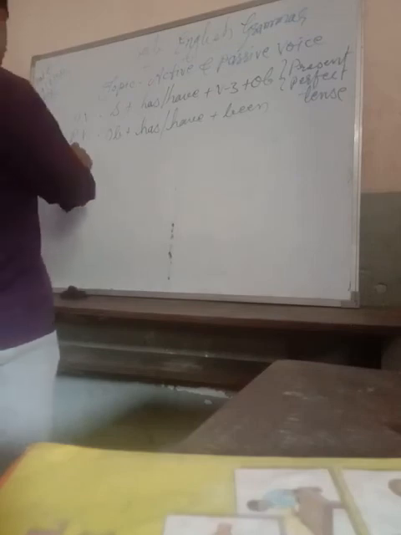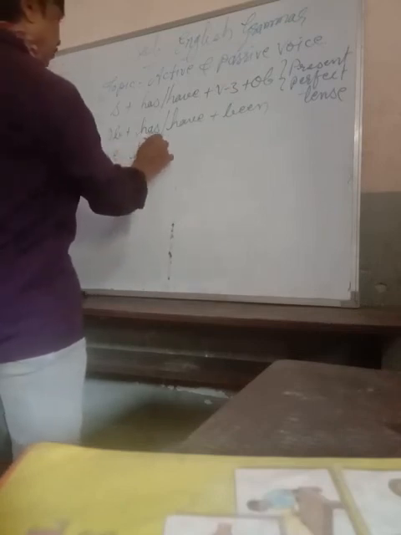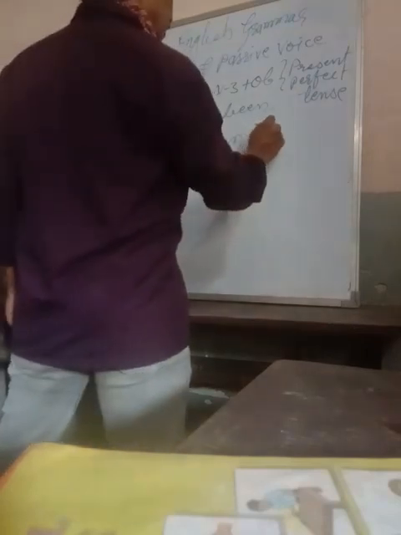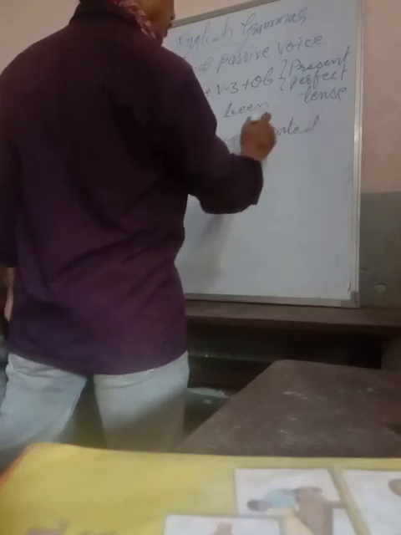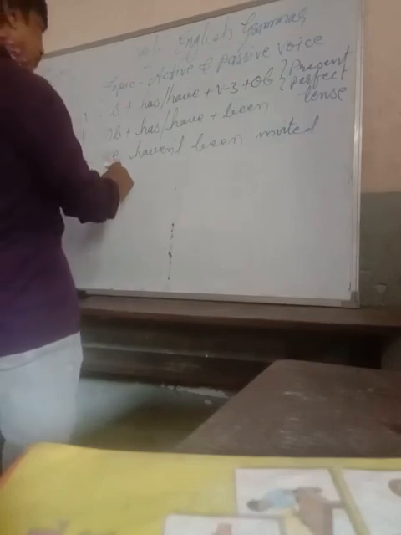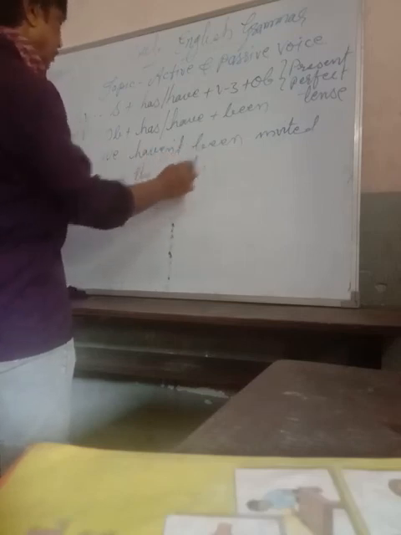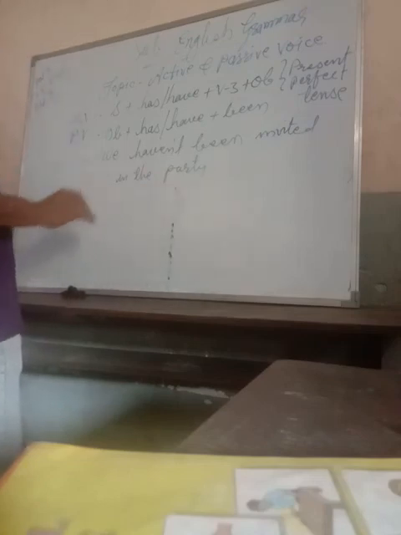One more sentence I am going to give you now. You have to, if you are giving this type of sentence, we haven't been invited in the party. So we haven't been invited in the party. Sometimes subject is not given. So we have to put the subject as per the situation.